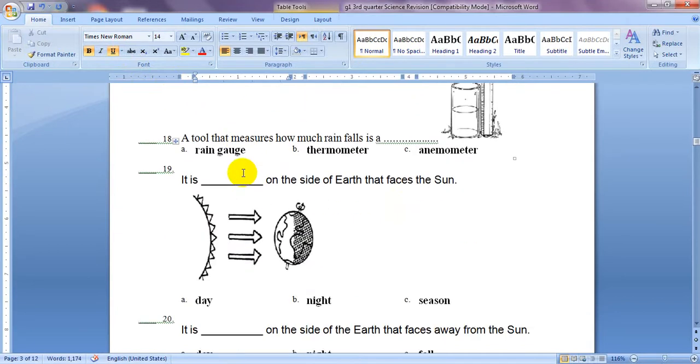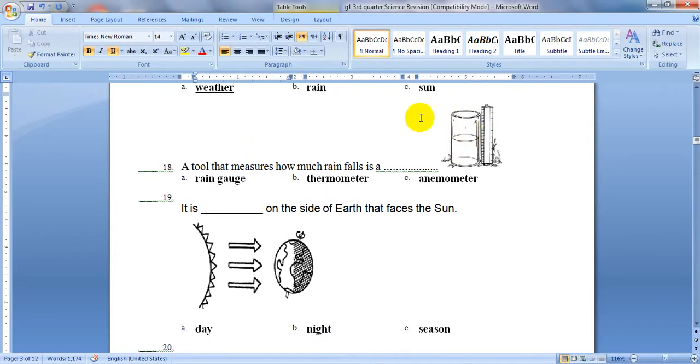The next question, number 18. A tool that measures how much rain falls is a, and you have a picture to make it easier for you. Is it a rain gauge, a thermometer, or an anemometer? Of course, we use a rain gauge to measure how much rain falls.